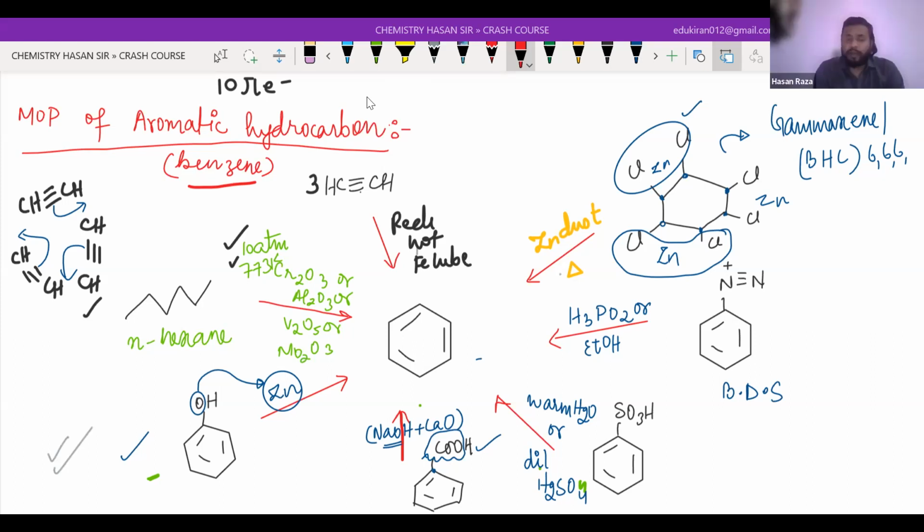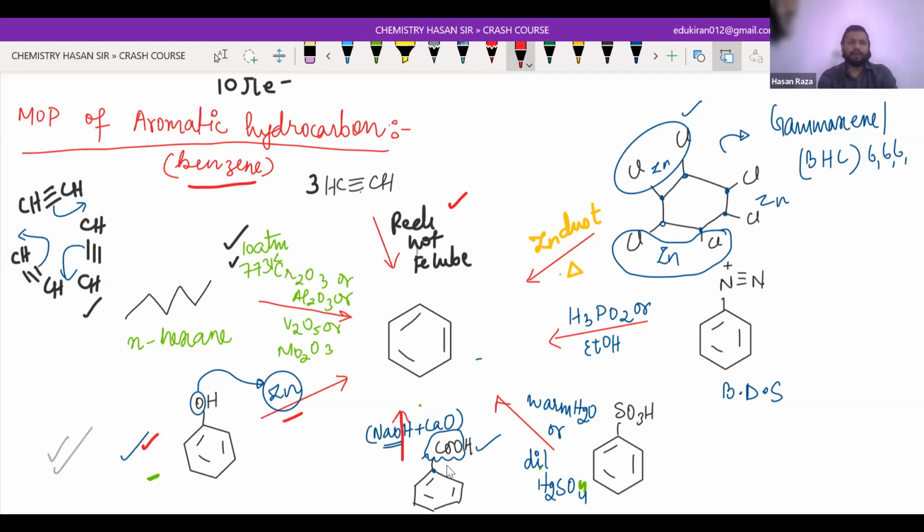You have to remember the reagent. What does this reagent do? Basically, with a red hot iron tube, alkyne will be converted into benzene. This hydrocarbon is directly converted into aromatic hydrocarbon. Zinc, if you react it with phenol, will reduce it to benzene.